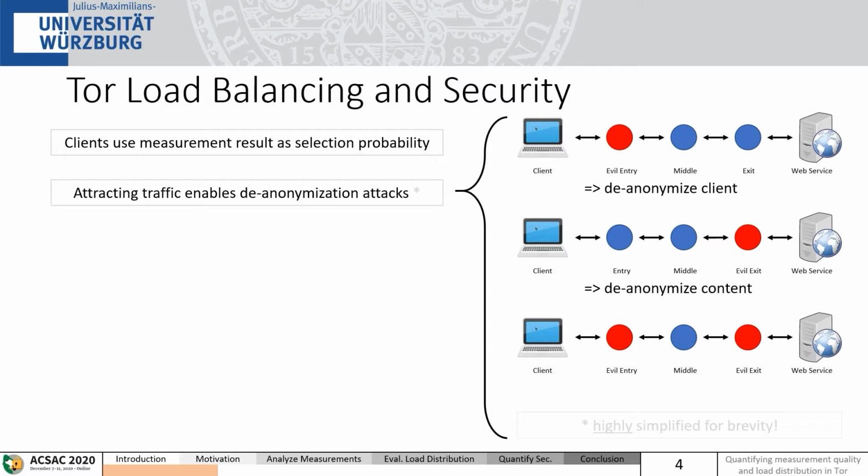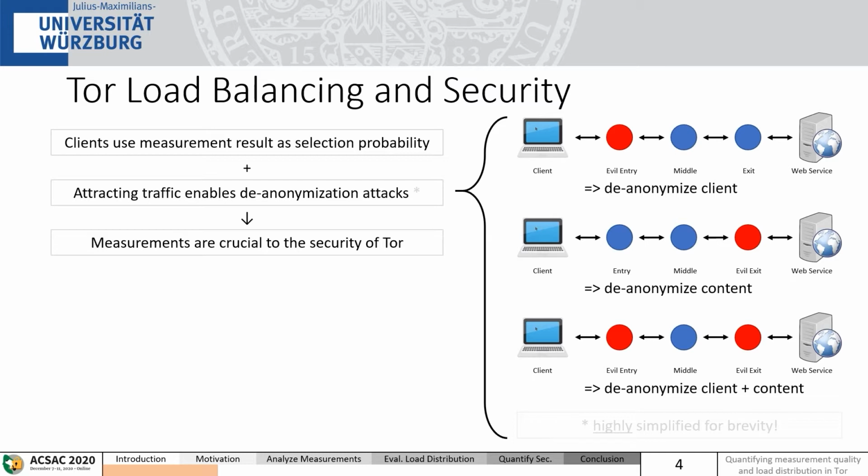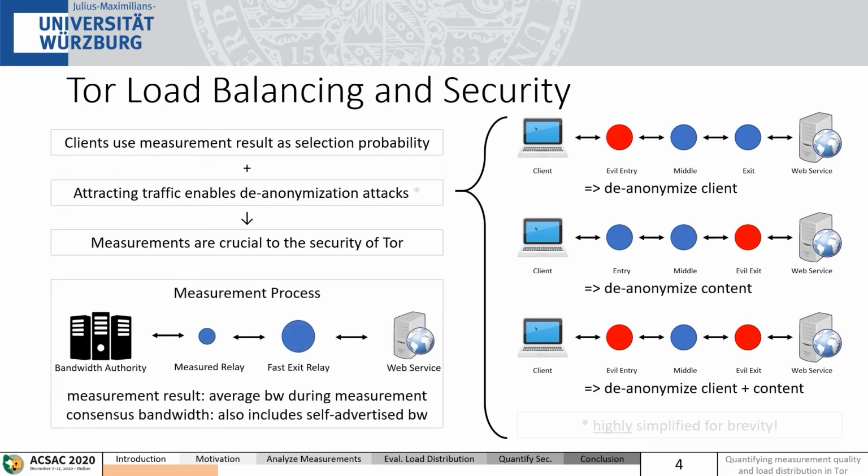Because of this, traffic in Tor should be distributed to as many entities as possible, and relays should not be able to influence the amount of traffic they attract. Hence, secure and accurate measurements are crucial for the security of Tor. As of 2020, the bandwidth authorities collect their measurements by building a two-hop circuit with a relay under measurement and another faster relay. The average bandwidth provided by the circuit is then used as measurement result. Afterwards, multiple measurement results and the self-advertised bandwidth of this relay are aggregated to the consensus bandwidth that is then used for load balancing.